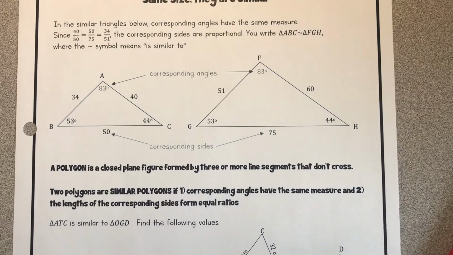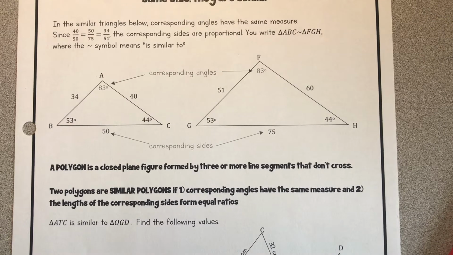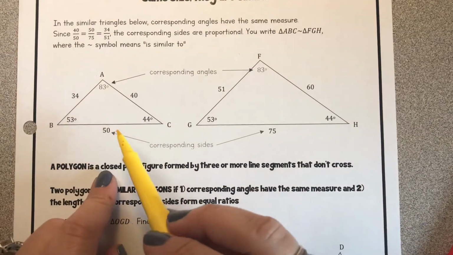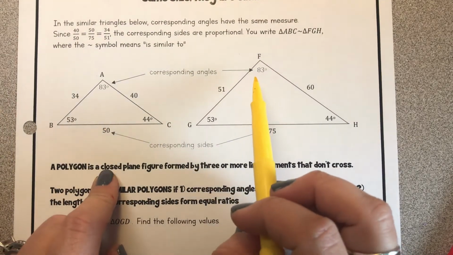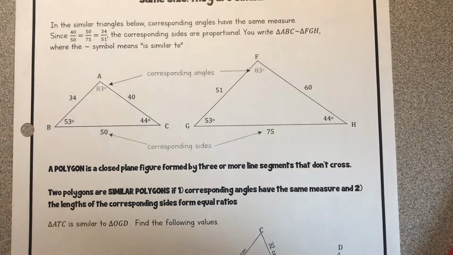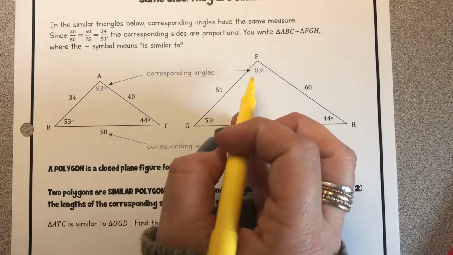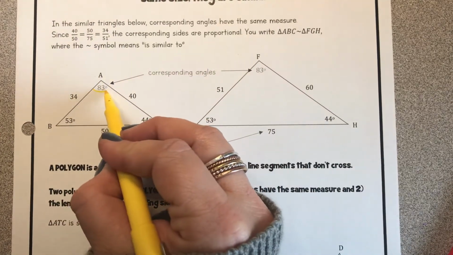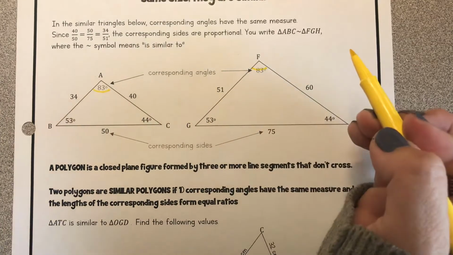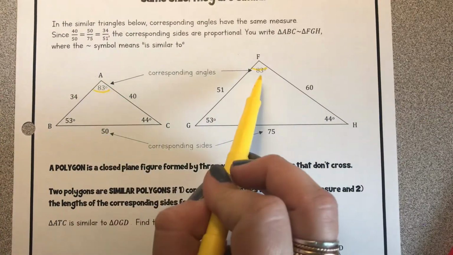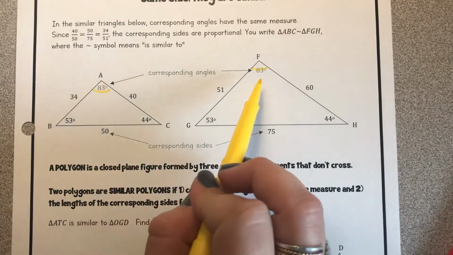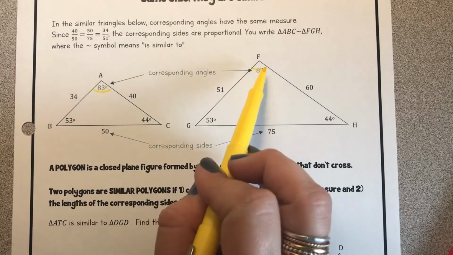So let's look down here. It says, in the similar triangles below, corresponding angles have the same measure. Let me explain corresponding angles really quick. Corresponding angles are, if you were to put the baby triangle next to the mama triangle, that's the simplest way I can explain it. You have to have their parts matching up. So the top of the small triangle and the top of the large triangle would be corresponding, and they have the exact same angle measure.